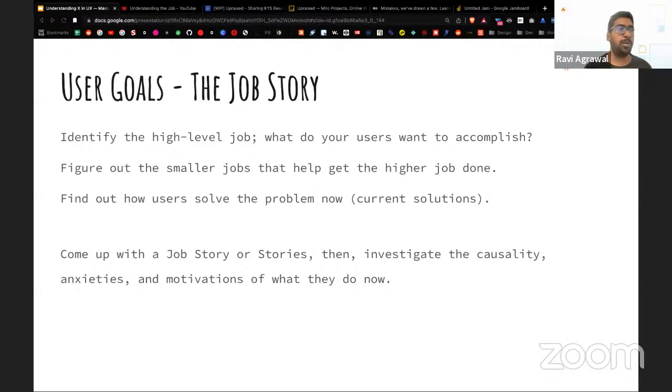At this point, I wanted to go to the next point, which is user goals. There are three parts to why: the problem statement, the business goals, and the user goals. Now let's talk about user goals.